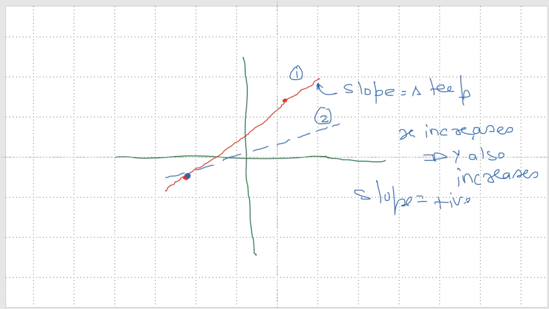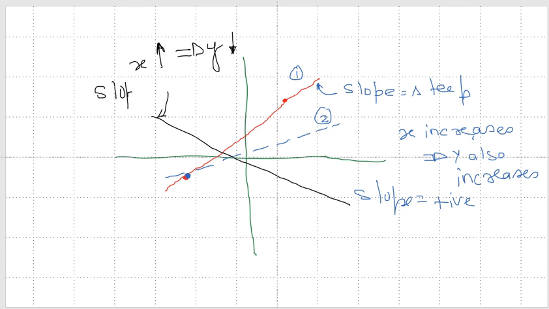So this slope is positive, right? If on the other hand I draw a different line, which may look like this, what is happening in this line? As x increases, it implies that y is decreasing. So this means the slope is negative. So that is one property of the lines.